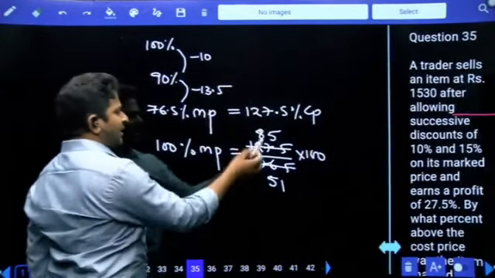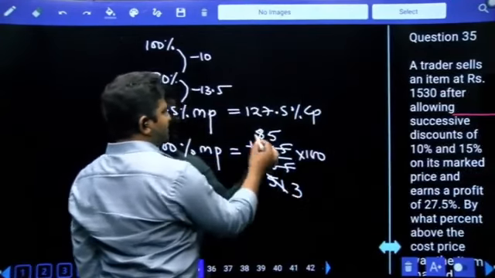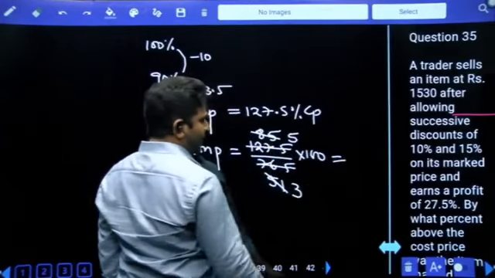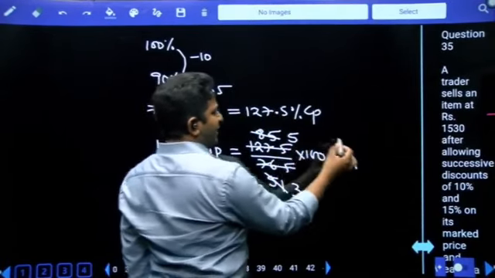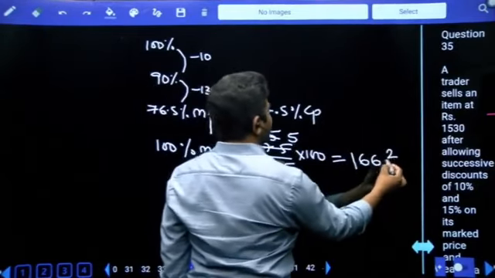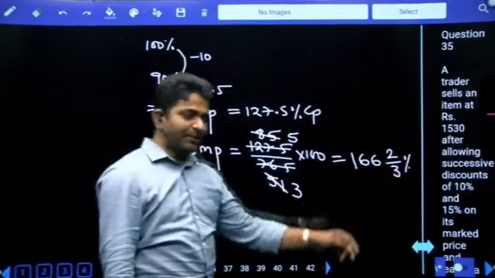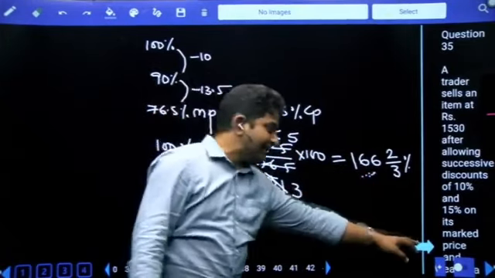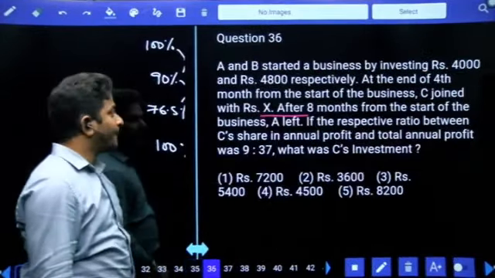Yes, 51 is here and 85 is there. 17 threes are 51, 17 fives are 85. So 500 by 3 we have. 500 by 3 in the sense, 3 ones, 20 we have, 6 times 3 is 18, 20 again, 6 times, so 166 2 by 3%. If the market price is 166 2 by 3%, how much percent above 100% is it? 66 2 by 3% is above. 66 2 by 3 is the second option, the answer.